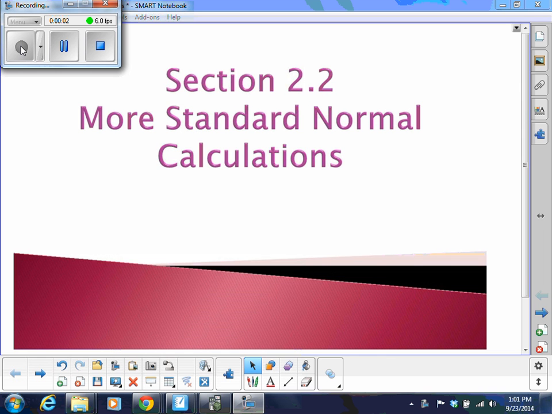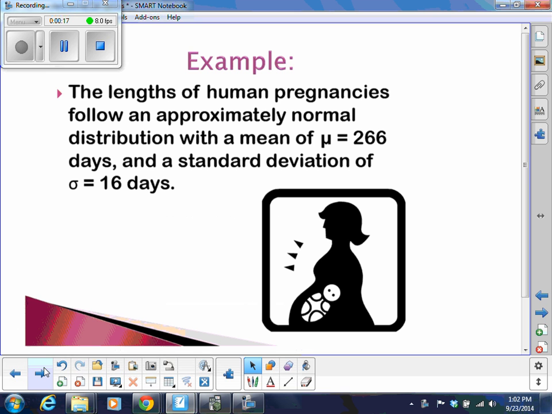Okay, so this is AP Statistics, section 2.2, the second part here. We're still dealing with standard normal distributions and calculations. So I just want to run through a couple examples and pick it up from where we left off in the first day. So let's use this as our example here.